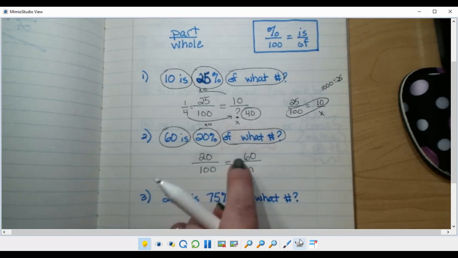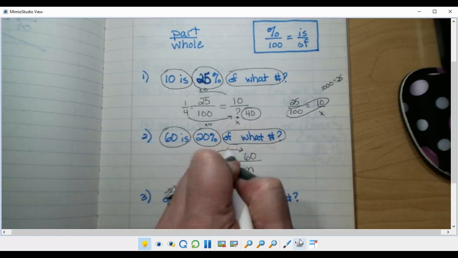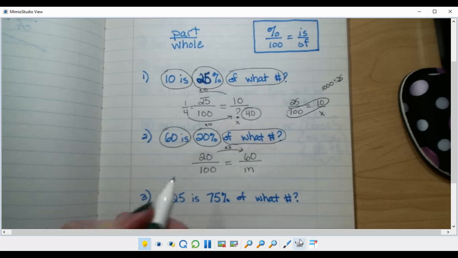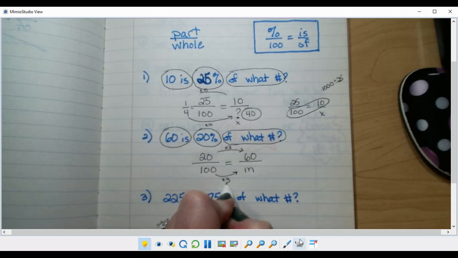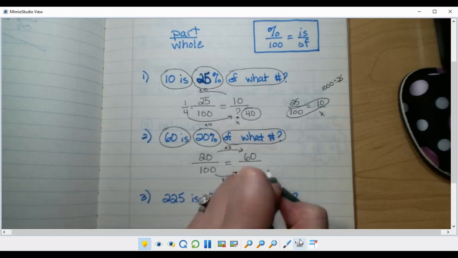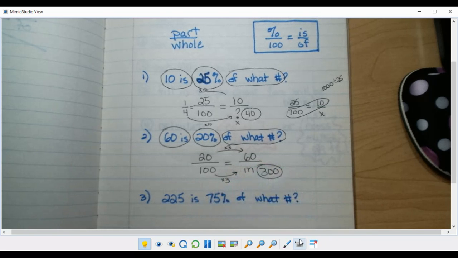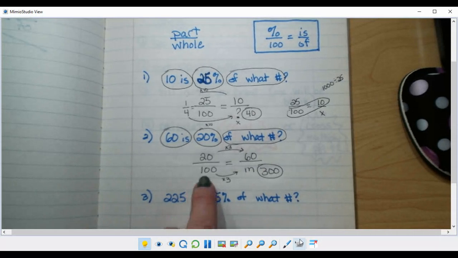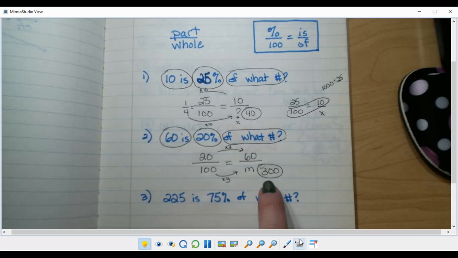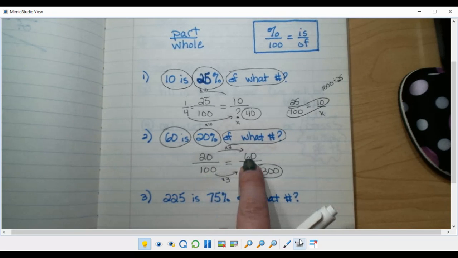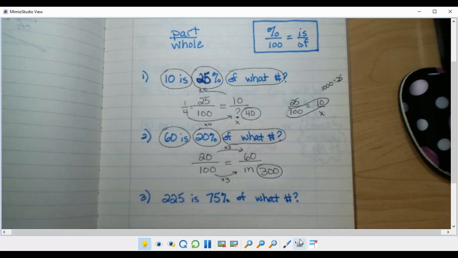How can I get from 20 to 60? Times 3. So I'll do the same thing on the bottom. What's 100 times 3? The what number that's missing is 300. It's like if I talked about just the 6th grade, maybe Blue Corps. 20 kids out of 100 on Blue Corps were wearing sneakers when I talked to them. So if I took that to the whole Blue Corps and all the other grades, that's about 300 kids. We'd expect about 60 of them to be wearing sneakers if those numbers held true.